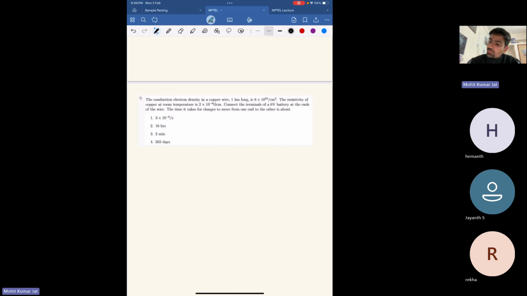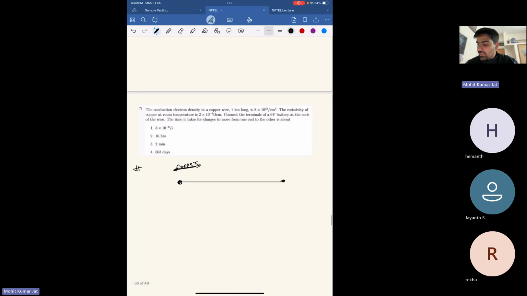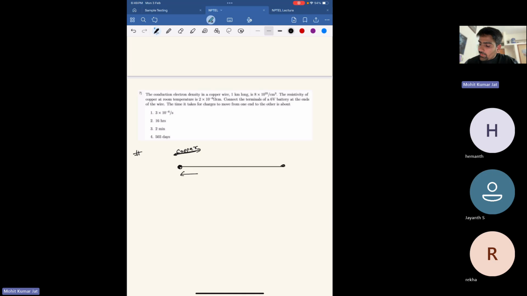Okay, so the conduction electron density in a copper wire 1 kilometer long. A wire is there. The problem says that the wire is copper. Since it's copper, you can treat it like a free electron gas, with a large free electron carrier density, and the length is 1 kilometer. You can think of it like a cable coming from a powerhouse or the nearest power station to your home, which may be 1 kilometer or 2-3 kilometers away from you. In this case, it's 1 kilometer.